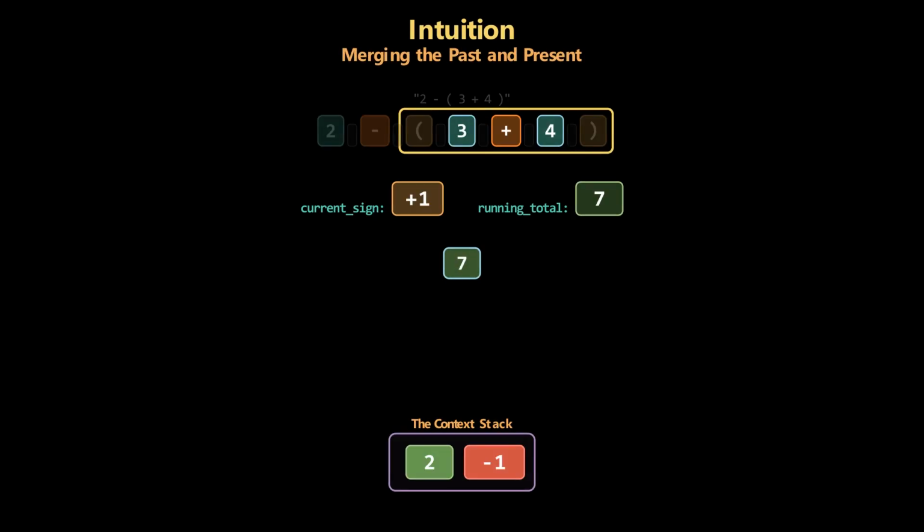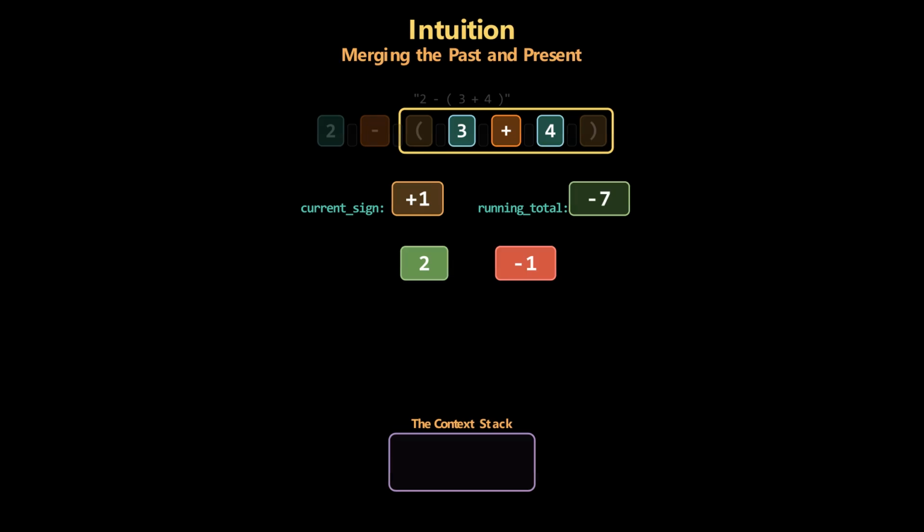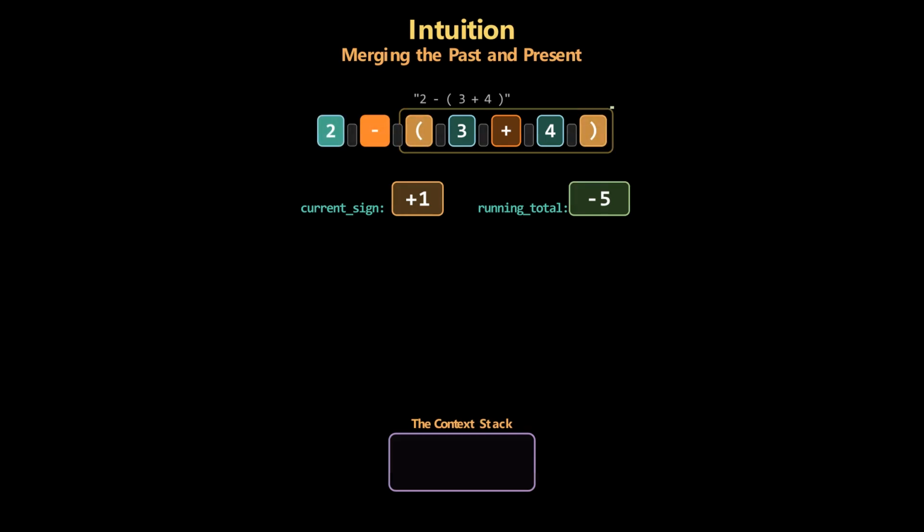To merge everything back together, we pop our old state off the stack. First, we retrieve the pending sign, which was a minus, and apply it to our bracket total of 7, changing it to -7. Finally, we pull out our old running total of 2 and add it to our result. Just like that, the past and present combine seamlessly to give us -5, all achieved in a single left-to-right pass.